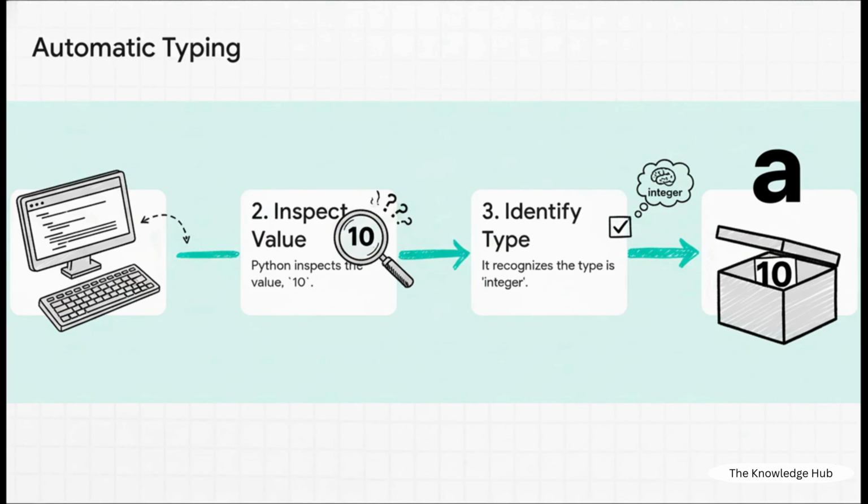It is a lightning-fast process. When you write a line of code, something simple like a equals 10, Python immediately looks at the value over on the right, the number 10. It instantly goes, aha, that's a whole number, that's an integer. Then it grabs the right kind of box from its memory, plops the 10 inside, and slaps the label a on it for you. And all of this happens automatically, totally behind the scenes.